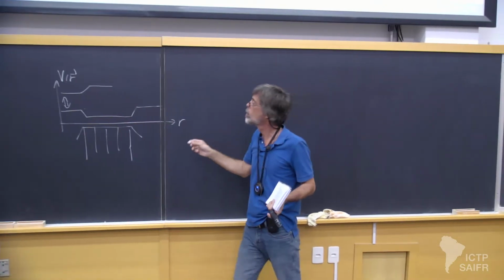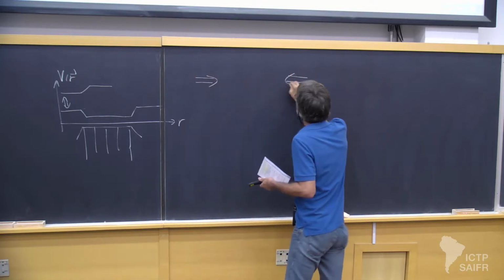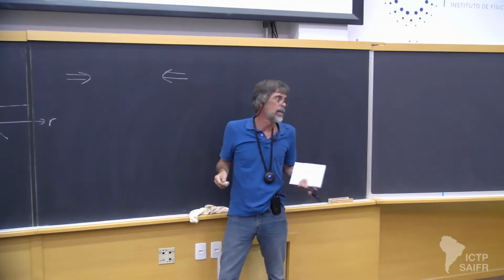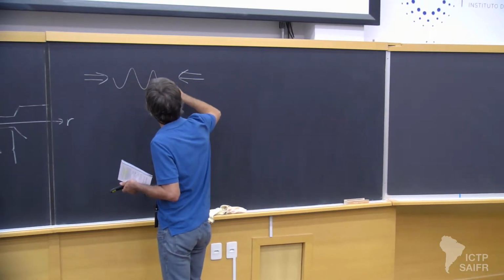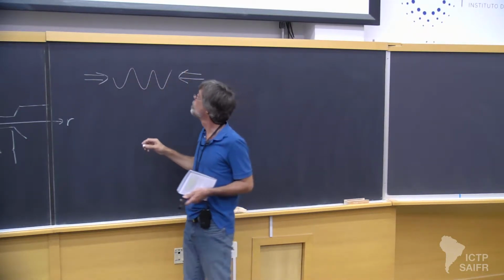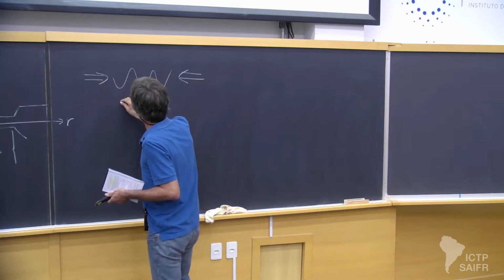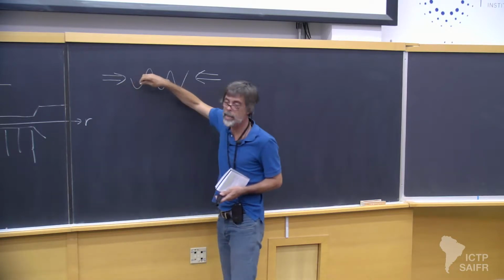Or if you have another geometry, you have two counterpropagating laser beams. What does this give you? It's a standing light wave. So it's something like this. You will have intensity maxima and minima.